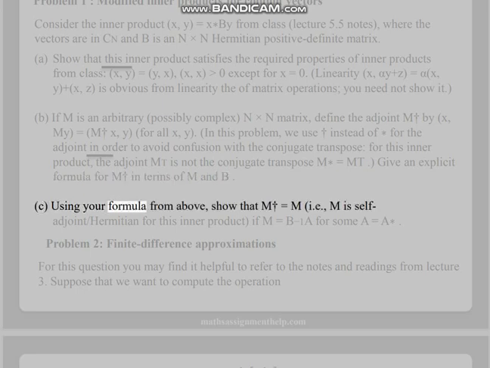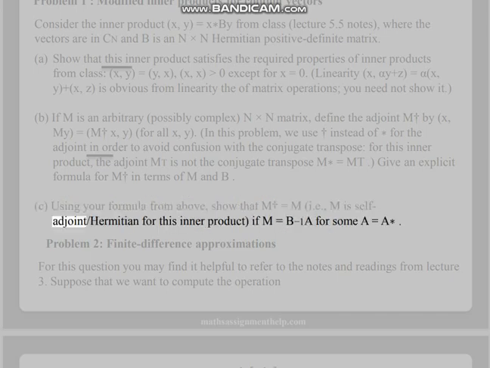C. Using your formula from above, show that M† = M, i.e., M is self-adjoint / Hermitian for this inner product, if M = B⁻¹A for some A = A*.